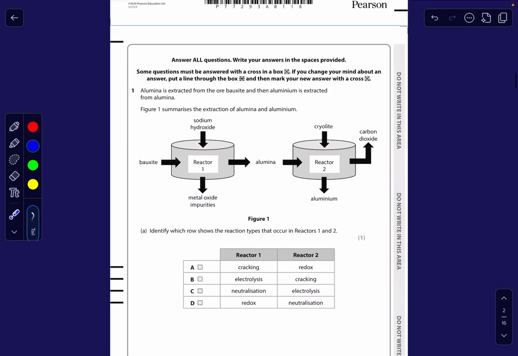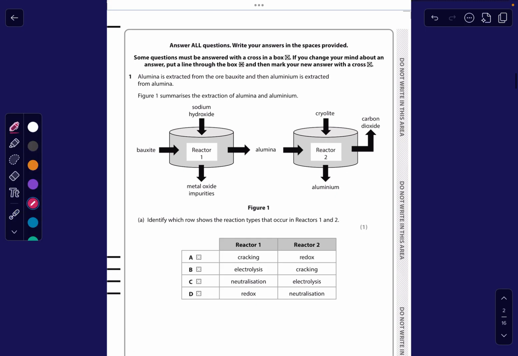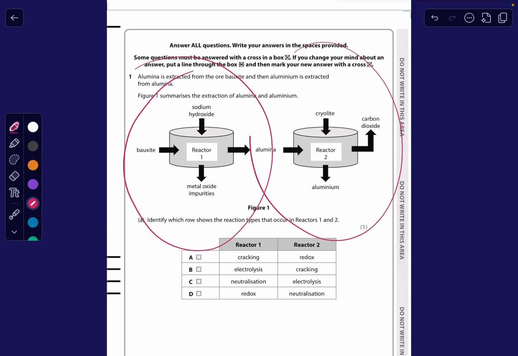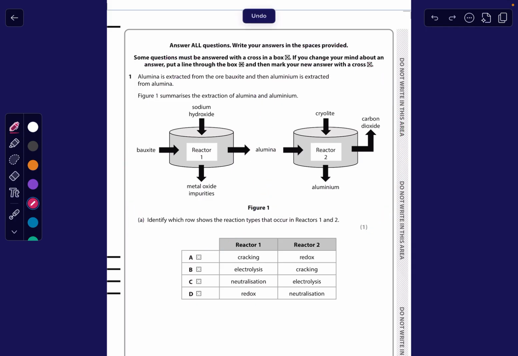So first question is A1, and I'm a big fan of A1, and the way that the word of this question is really good. It says, alumina is extracted from the ore bauxite, then aluminium is extracted from alumina. Figure 1 summarizes the extraction of alumina and aluminium. So you can see this is the first step. This first step already I can tell is the Bayer process. And this second step here is an electrolysis, and that's the Hall-Héroult process. So let's just label those now. I'm going to call this one Bayer and call this one Hall-Héroult.